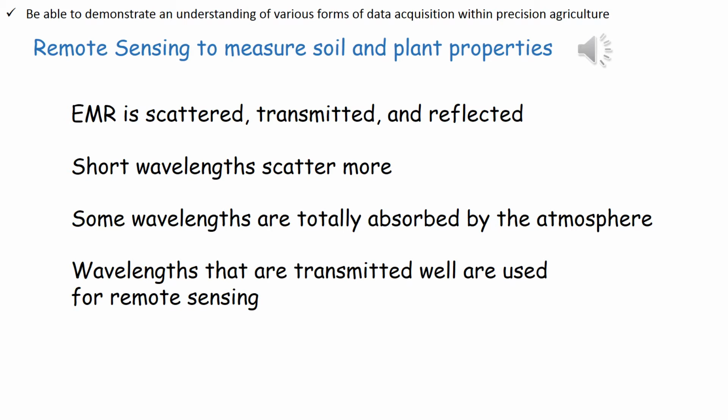To summarize to this point, EM radiation comes from the Sun. It is scattered, transmitted, or reflected as it travels through the Earth's atmosphere and reaches the Earth. Short wavelengths scatter more. Some wavelengths are totally absorbed by the atmosphere and don't reach the Earth's surface at all. Wavelengths that are transmitted well and are transmitted through atmospheric windows are what we use for remote sensing.